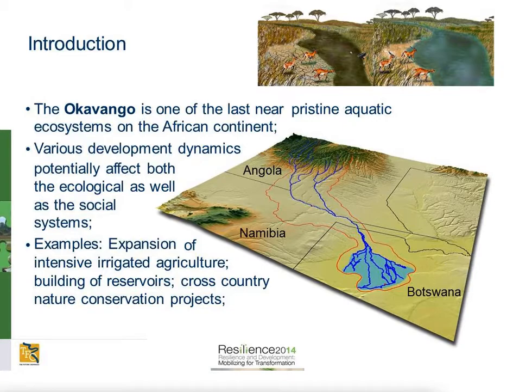But now, of course, people want to keep up, and there are a lot of developments which are also a threat to the ecosystem. Just to give some examples, there are plans to massively expand irrigated agriculture in the basin, and to build large water reservoirs. But at the same time, there are also cross-country nature conservation approaches implemented. Some of you might have heard about the Kavango-Zambezi Transfrontier Conservation Area. This is a huge conservation project which covers Angola, Namibia, Botswana, Zambia, and Zimbabwe. So this also needs to be taken into account.